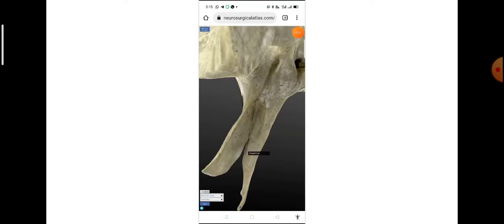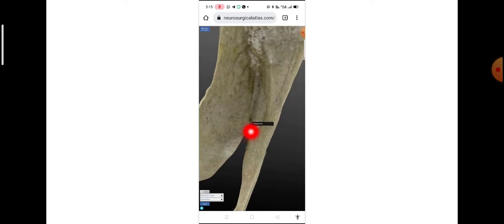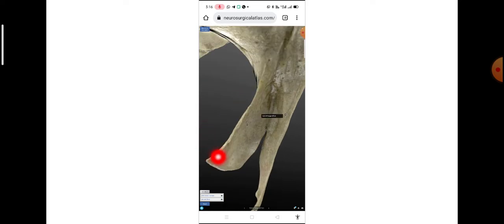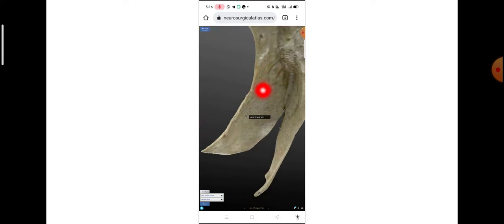That is the medial pterygoid and the lateral pterygoid plate. This is the pterygoid fissure. That is the pterygoid fossa. That is the medial pterygoid plate. That is the lateral pterygoid plate.